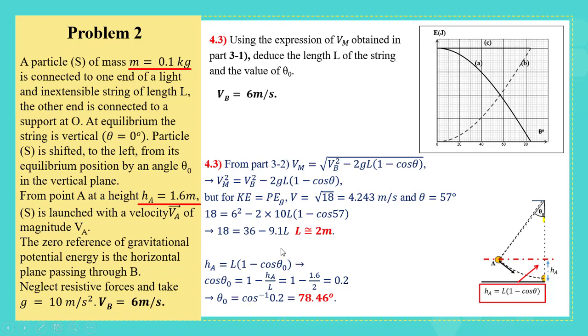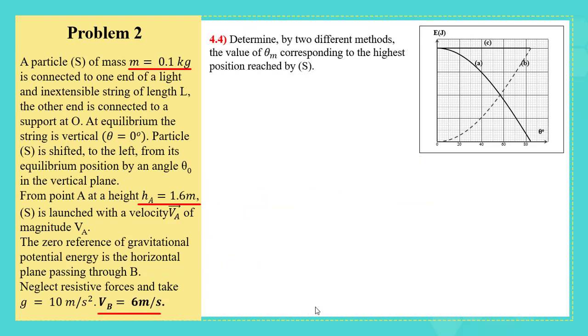Cosine theta 0 then equals 1 minus HA over L. HA is 1.6, it's given. L, we have just found it to be 2. Replace them and the answer will finally be 78.46 degrees.